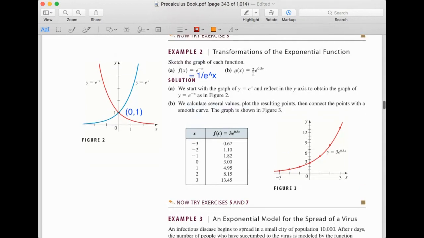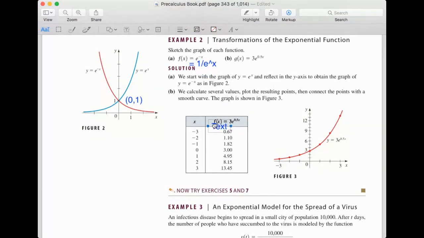Let's see the second one. The second one is 3 e to the 0.5x, or e to the half x, or 3 radical e to the x. Remember, half means radical, square root. So what is the graph? If x is 0, we get 3. x is 0, e to the 0.5 times 0 would be e to the 0. e to the 0 would be 1. 1 times 3 would be 3. So we have this point, 0, 3. Then we give a couple more points. The square root of e is still bigger than 1, so it's still exponential growth. It goes this way.